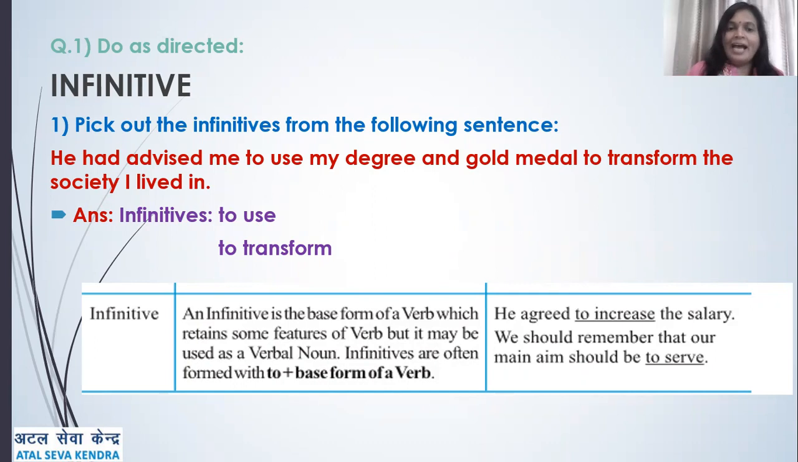Always remember, an infinitive is the base form of a verb which retains some features of a verb, but it may be used as a verbal noun. Infinitives are often formed with to plus base form of a verb. He agreed to increase the salary. We should remember that our main aim should be to serve.